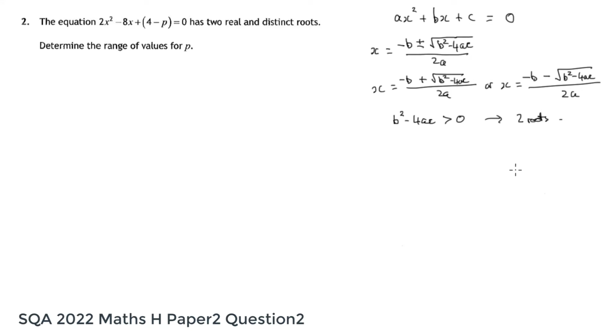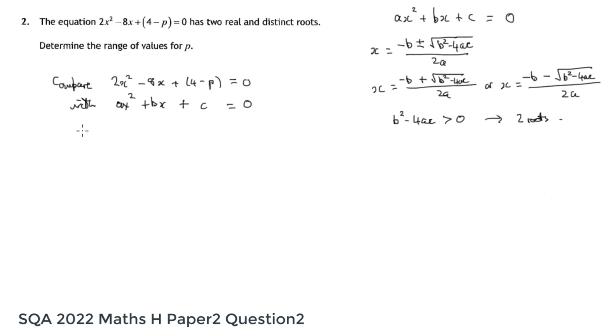If it's 0, you have 1 or 2 coincident roots, and if it's less than 0, you have no real roots. So that's the theory behind this. So let's compare the equation that we've got, 2x squared minus 8x plus 4 minus p equals 0, with this standard equation, ax squared plus bx plus c equals 0.